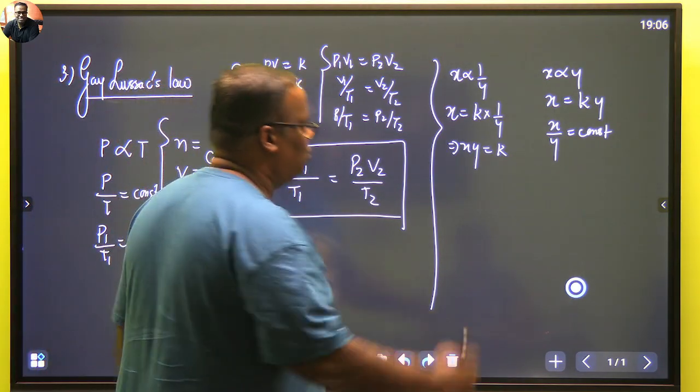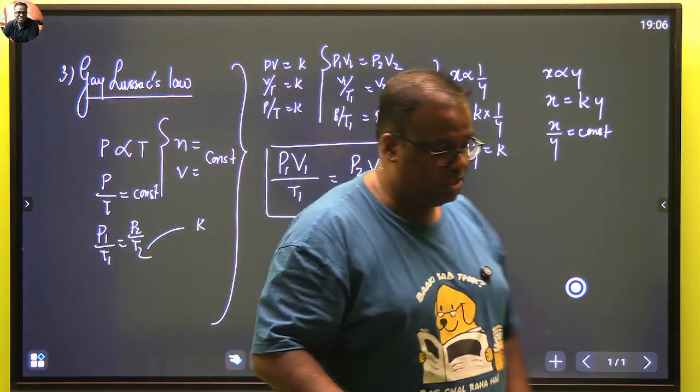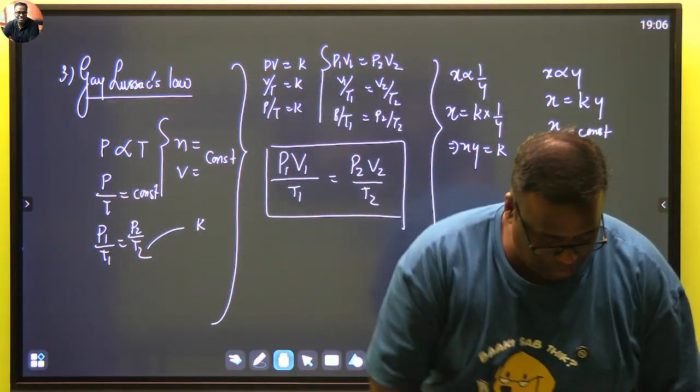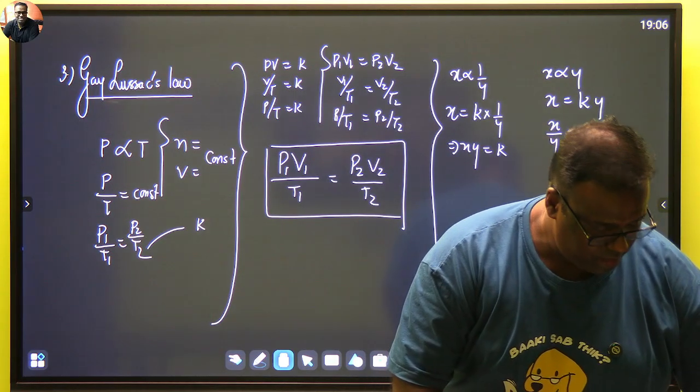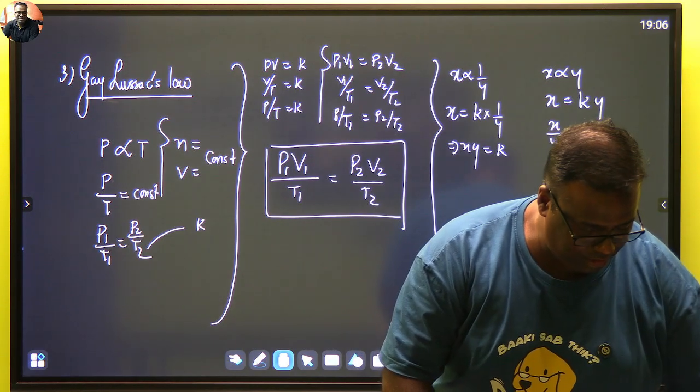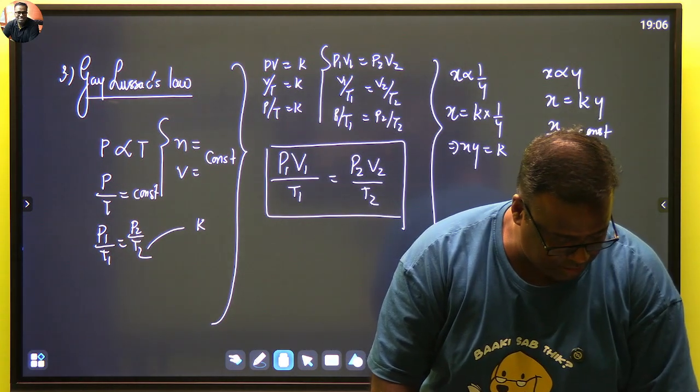Apart from this, you should know gas conversion, what you call temperature conversion scales. So we will take some problems and we'll finish all problems in one go. So children, get your calculators on your hand and we start our problems.